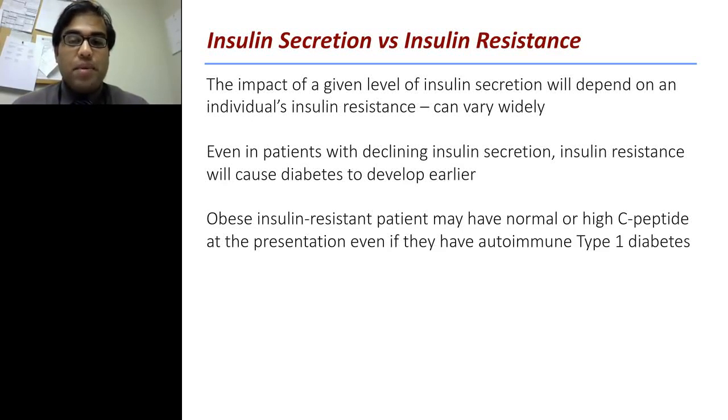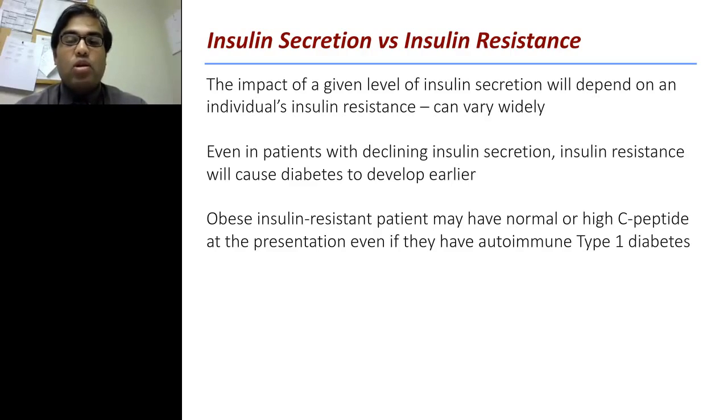So the impact of a given level of insulin secretion will depend on an individual's insulin resistance. What I'm trying to say is that if a person is already insulin resistant, then additional insulin secretion problems will make management a little bit more difficult and probably should be, again, individualized. Choice of therapy should probably be a bit different.